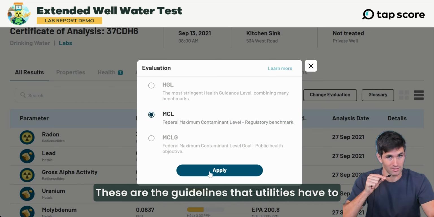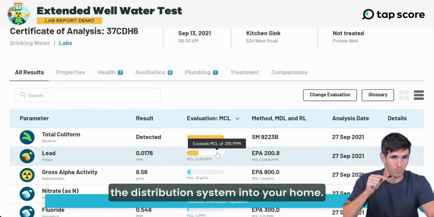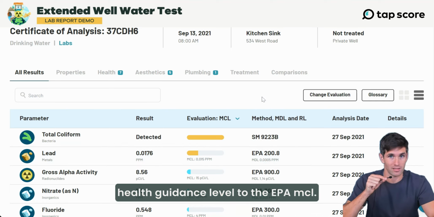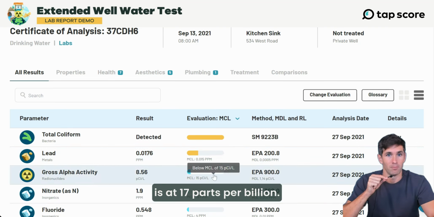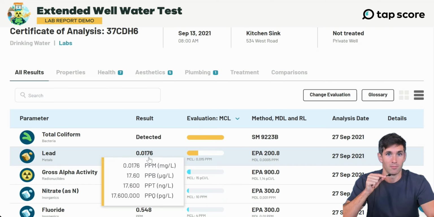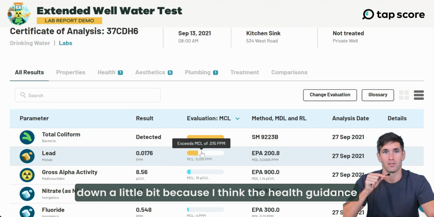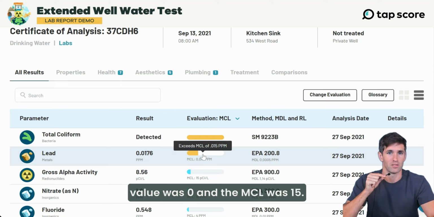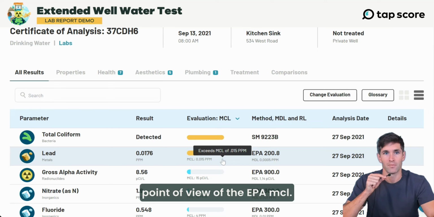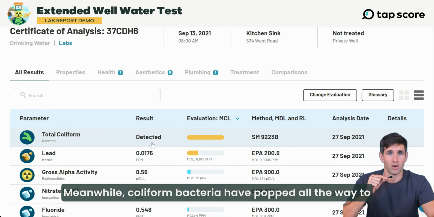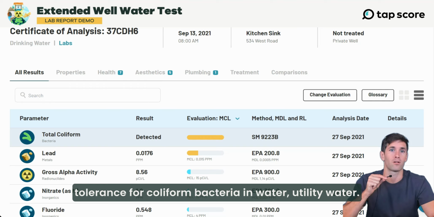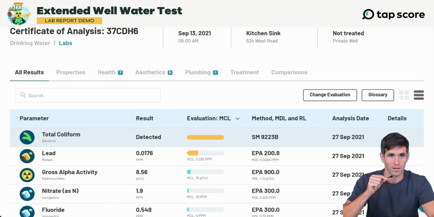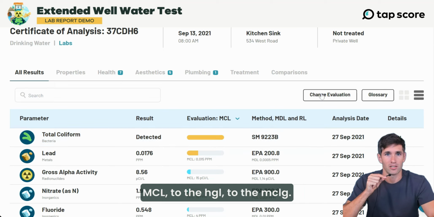These are the guidelines that utilities have to meet in order to pump that water into the distribution system into your home. So if we change the evaluation from the health guidance level to the EPA MCL, you see these evaluation bars change. And that's because, according to the EPA MCL, the lead is at 17 parts per billion. Still bad. It's still yellow, but the bar has gone down a little bit because I think the health guidance value was 0 and the MCL was 15. So it's less scary from the point of view of the EPA MCL. Meanwhile, coliform bacteria have popped all the way to the top here because EPA says there's absolutely no tolerance for coliform bacteria in water utility water. And so it's a full bar of yellow. You can change this evaluation to the MCL, to the HGL, to the MCLG.